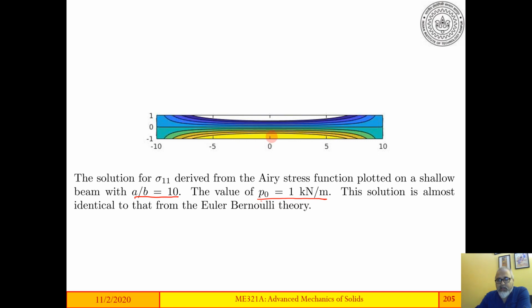Each color represents a range of values. I think yellow is maximum positive and blue is maximum negative. So you can see that it's pretty much symmetric about the neutral axis, and it's pretty much straight, varying with x2, except towards the edges. This is an experiment that you will see in your photoelasticity courses if you have not seen it already. Except at the edges, it is pretty much like what you expect from the Euler-Bernoulli beam theory, right?